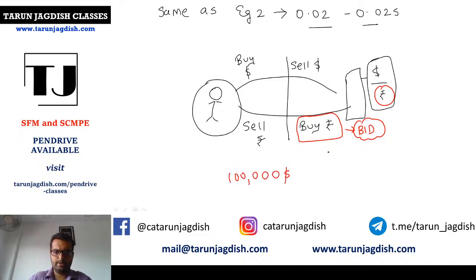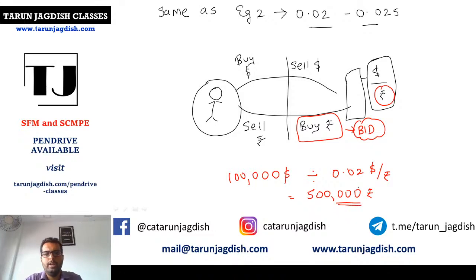So $1 lakh, $0.02 bar rupee. I will have to divide now. So if I do 1 lakh divided by 0.02, I will get the answer as how much over here, friends? I'll get the answer as 5 lakh rupees. Can you please write down till here in your books?